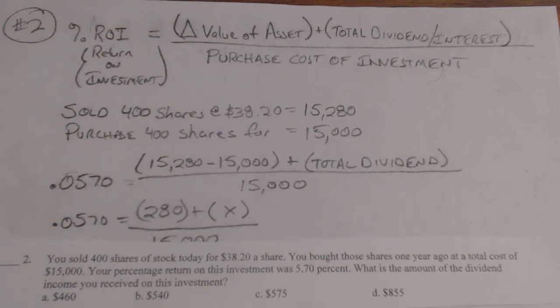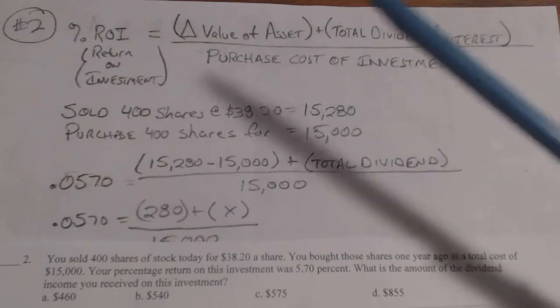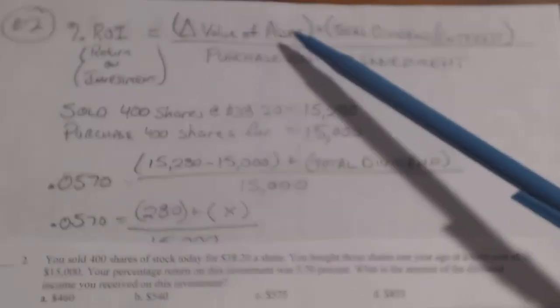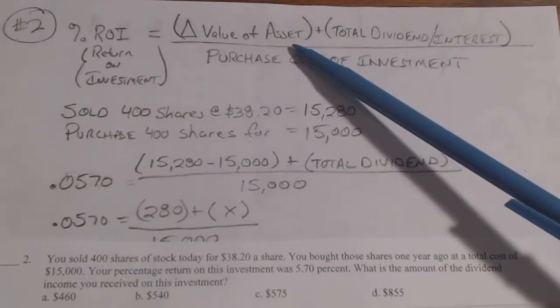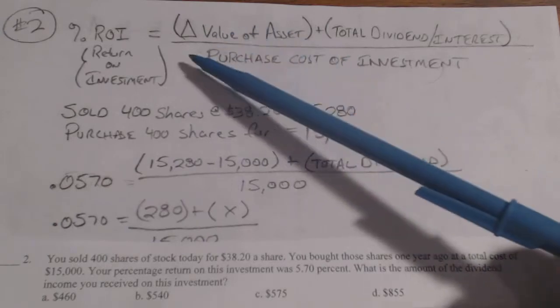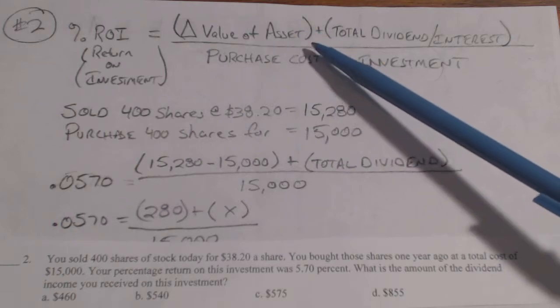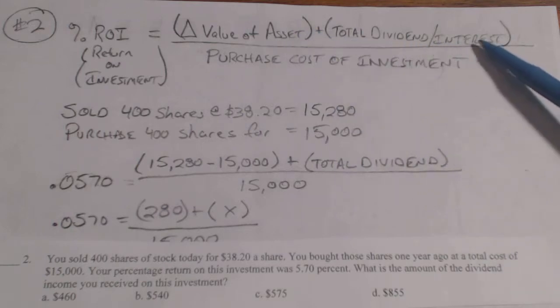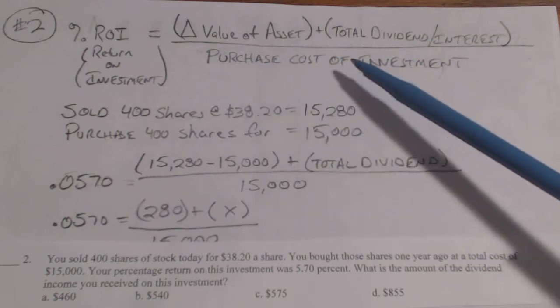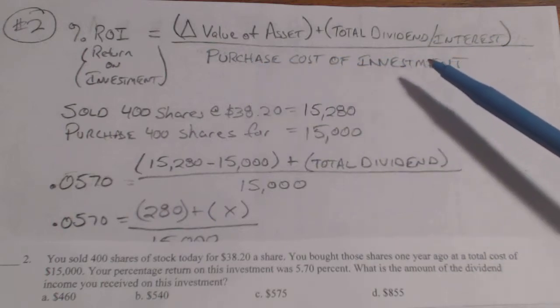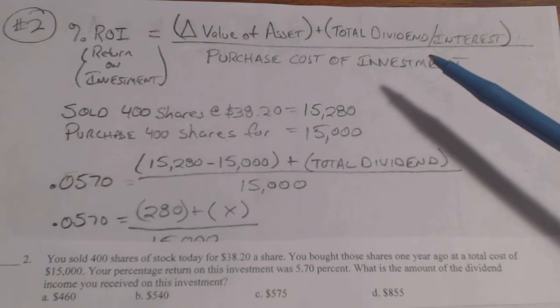So basically, again, the formula for your return or return on investment is the difference in the value of the asset. In this case, it's stock. So it's the sales price minus the original cost of the stock, plus any dividends or interest that you collected during that period of time, over the purchase cost of the investment, which was the purchase price of the stock.